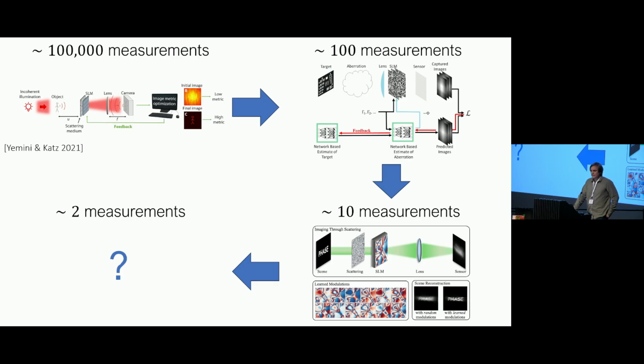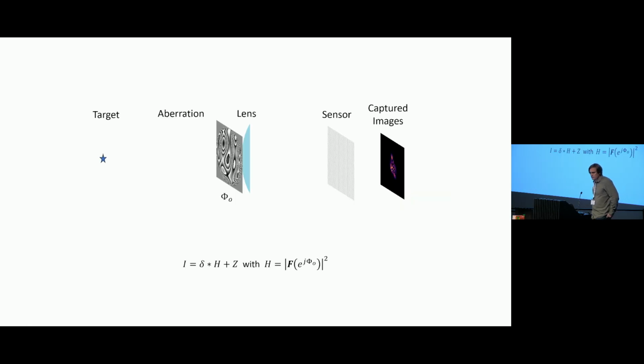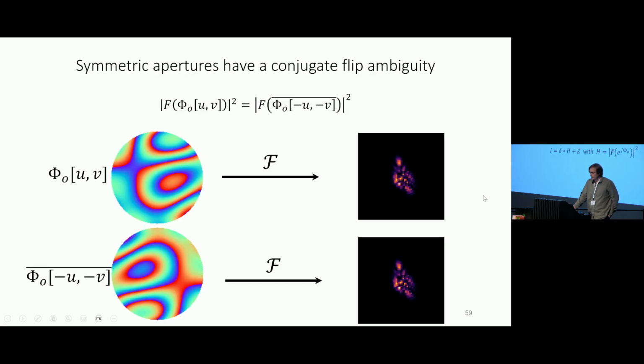So just for the last minute or two of the talk, I just want to briefly mention some ongoing work on pushing this down all the way to two measurements. And this is based on an insight from Stanley Chan's group that asymmetric apertures enable fully computational wavefront sensing. So the basic idea is, let's ignore the scene for a second. Just imagine we're back to having a guide star, and we captured a PSF, and we want to estimate the phase error from the PSF.